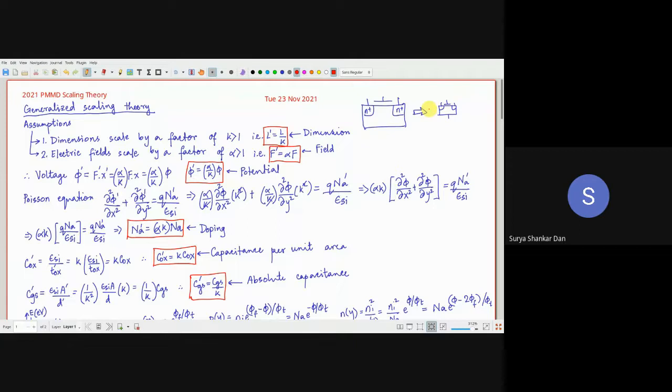Can anybody answer that? What is the objective of the scaling theory? Why is the scaling theory important?